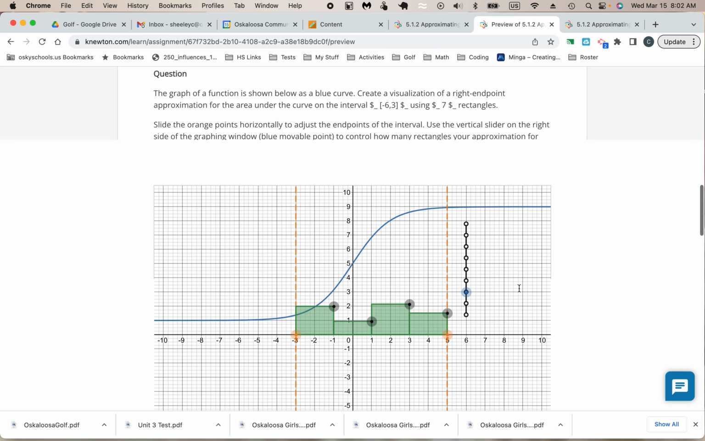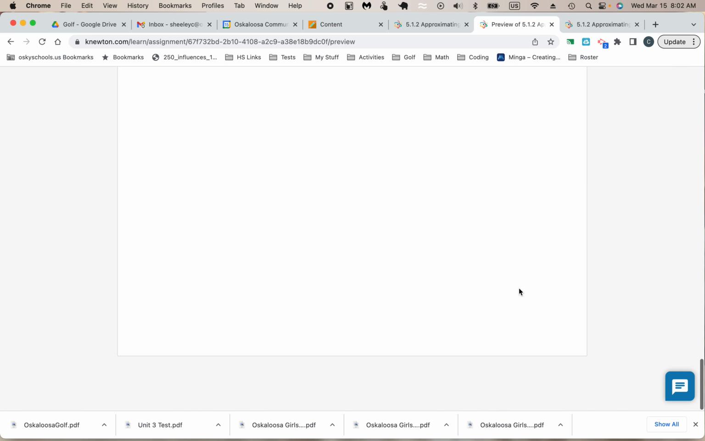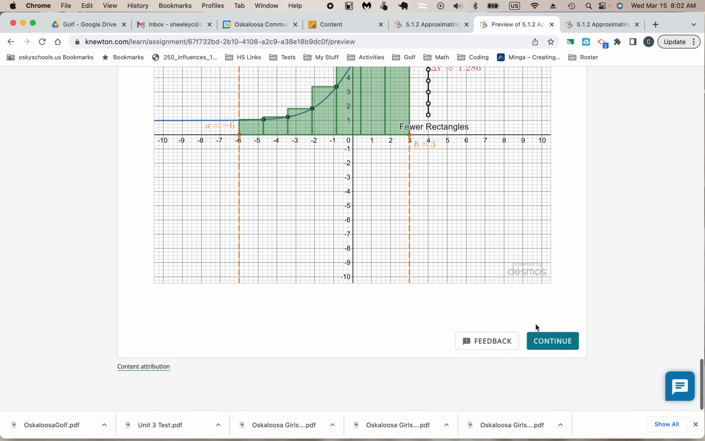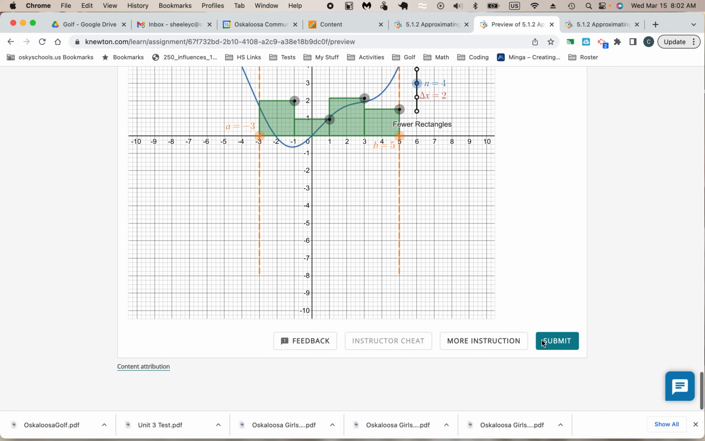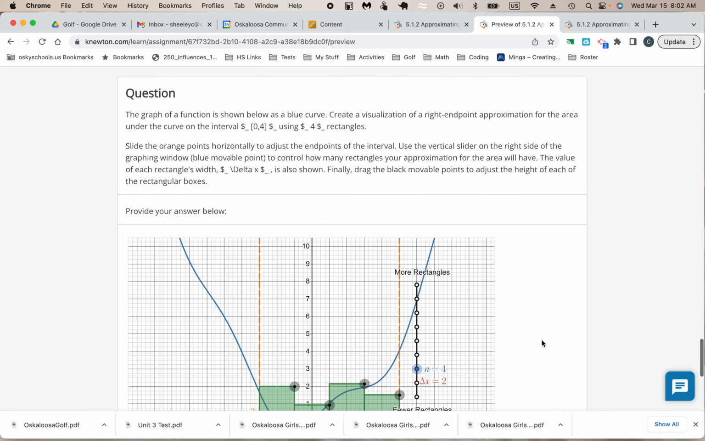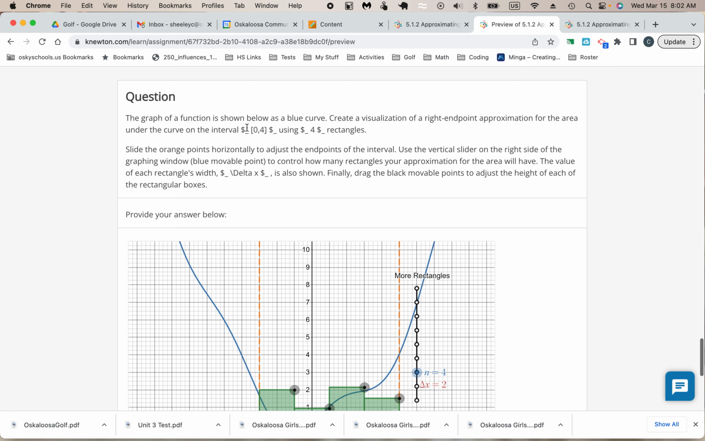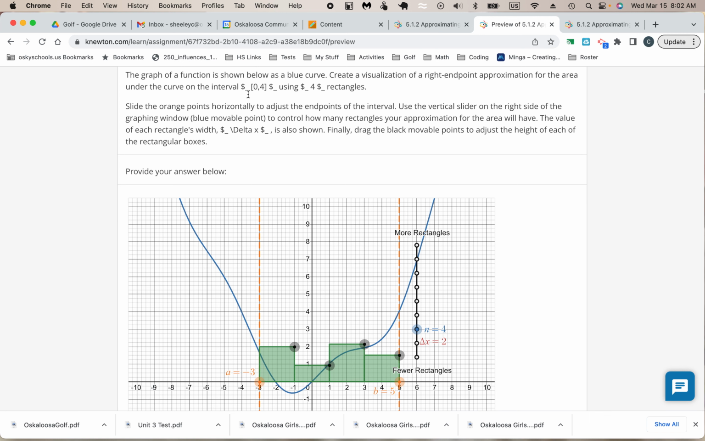Let's try and do one more of these problems. It says the graph of a function is shown below as a blue curve. Create a visualization of a right endpoint approximation for the area under the curve on the interval. It looks like the interval is going to be 0 to 4 using 4 rectangles.